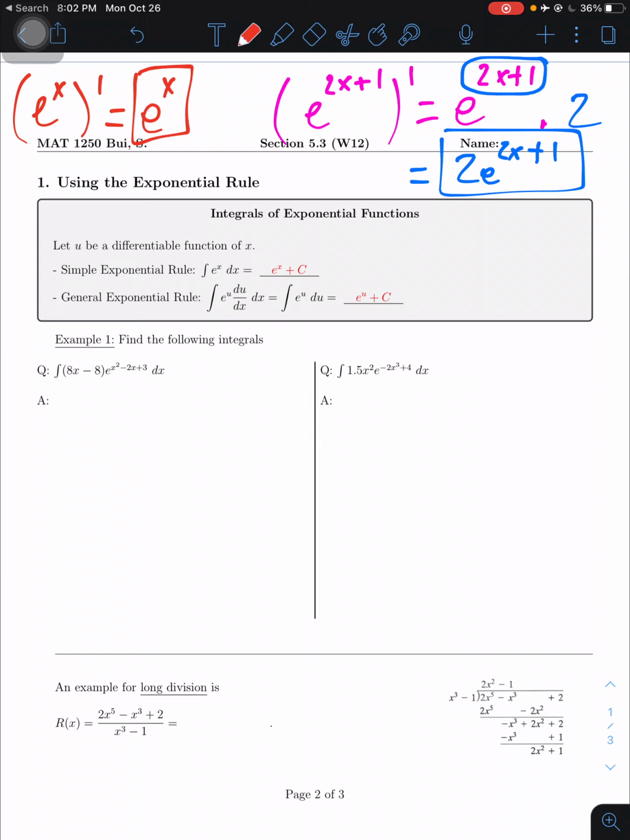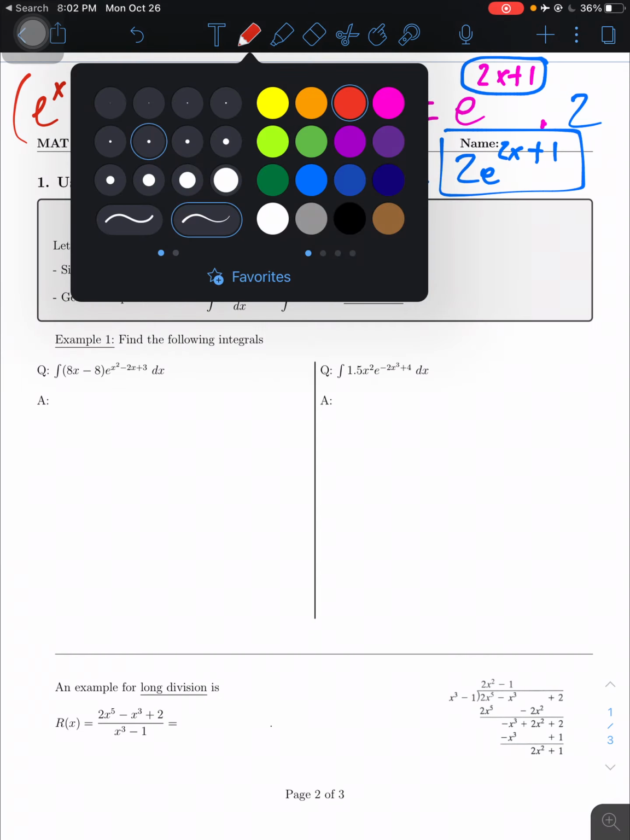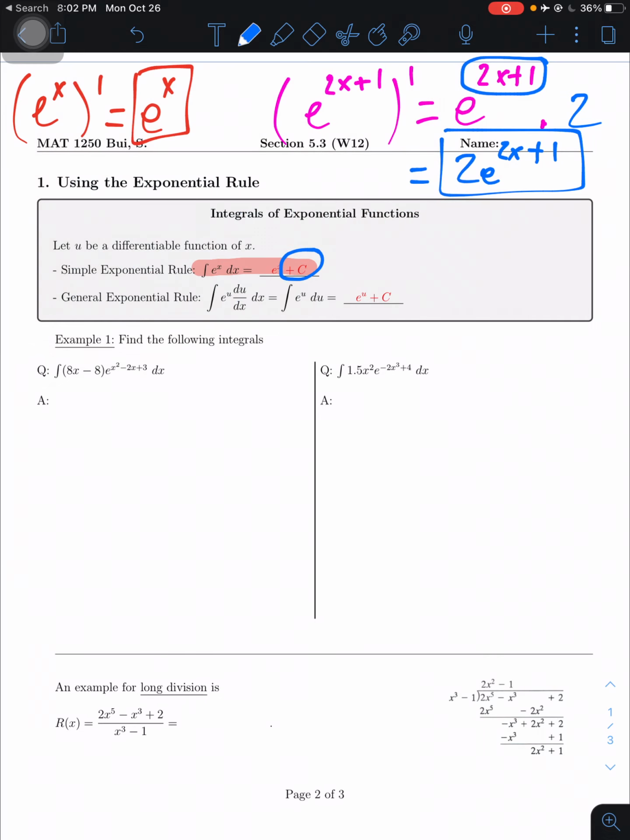In terms of integrals, the reverse procedure, we're going to do the same thing. The integral of e to the x would be e to the x. But remember, whenever we do the integral, we're going to have a family of functions, not just one function. So in here, we're going to have a plus c. Let me put it in a red highlight here. The plus c is really important. Make sure you always attach it whenever we have an integral.